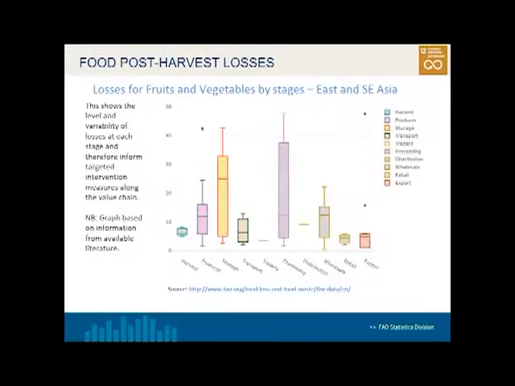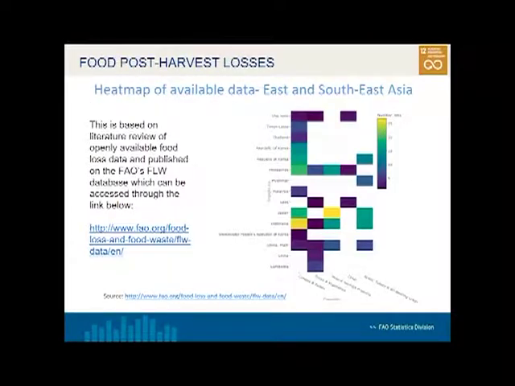So on the x-axis, basically, you have the different food categories, food groups, and on the y-axis, you have the different countries. Exactly. The countries in East and Southeast Asia. And the color indicates the amount of information available. Yes, that's right.